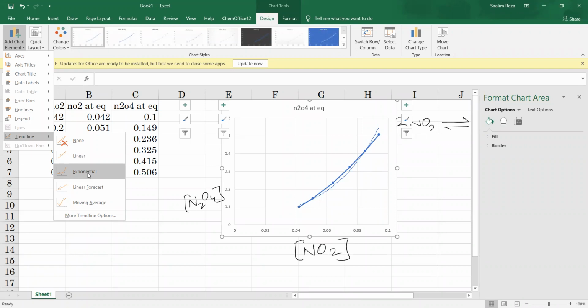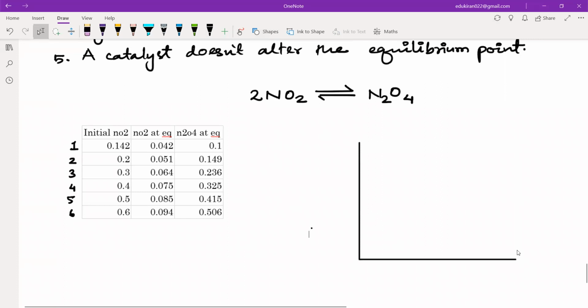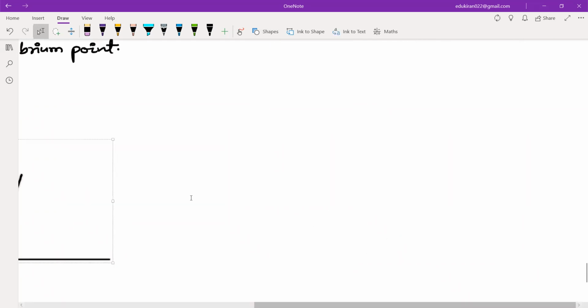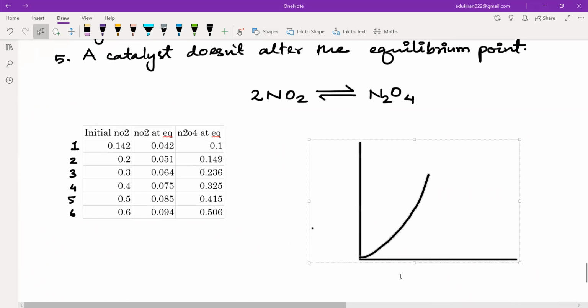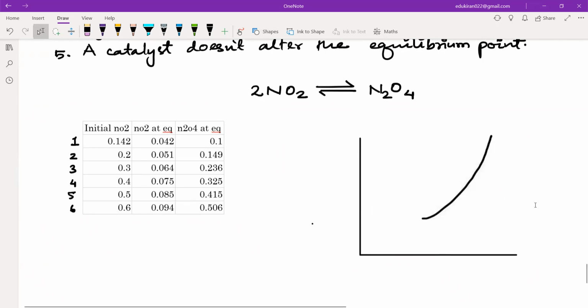It is not exactly exponential, so I can multiply some value. How are the exponential graphs? Exponential graphs are like this, right? Now, our graph is like this, correct? So there is some value that has been multiplied to both the x and y values, and if you plot it, this was our graph. This was the x-axis, where we had the concentration of NO2, and here we had the concentration of N2O4.